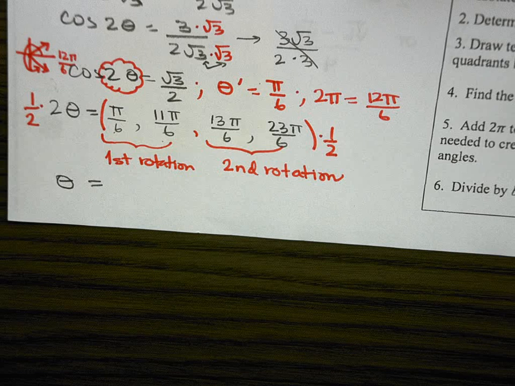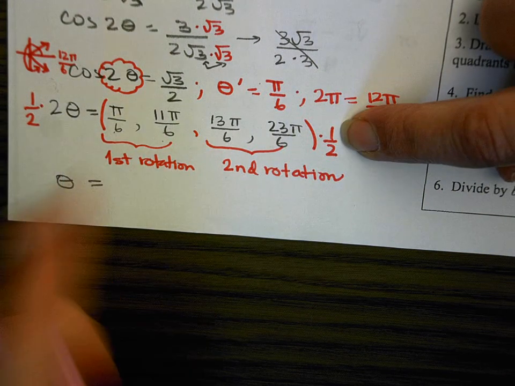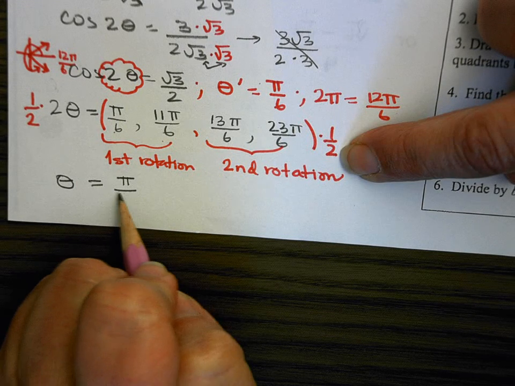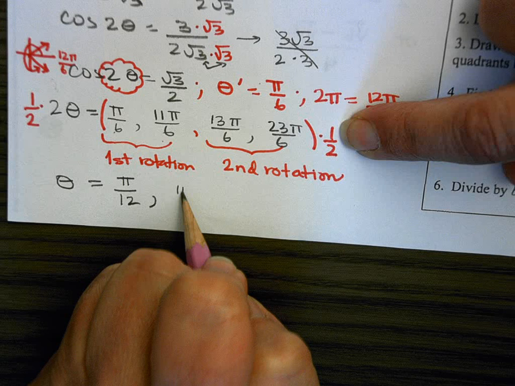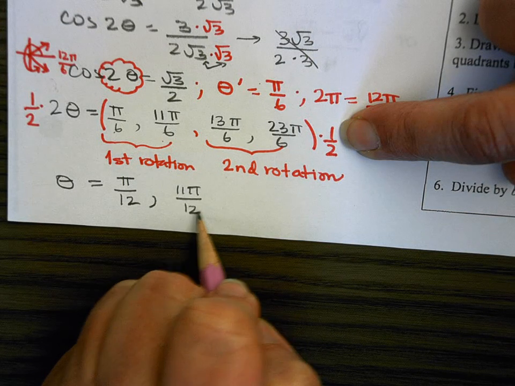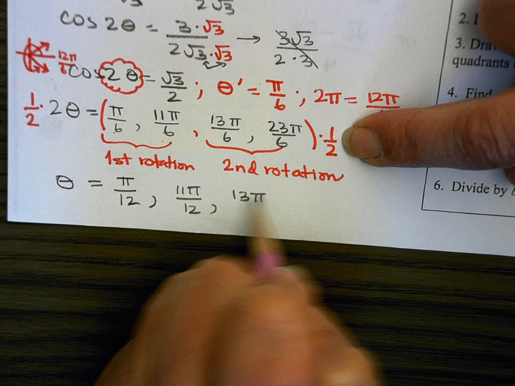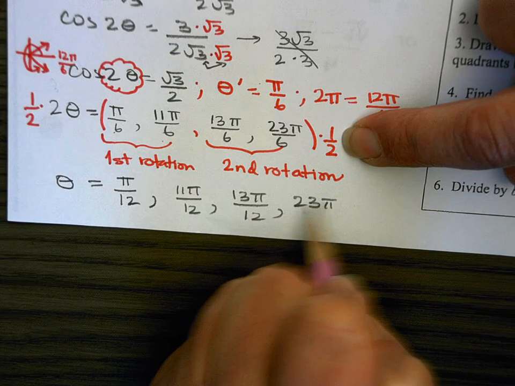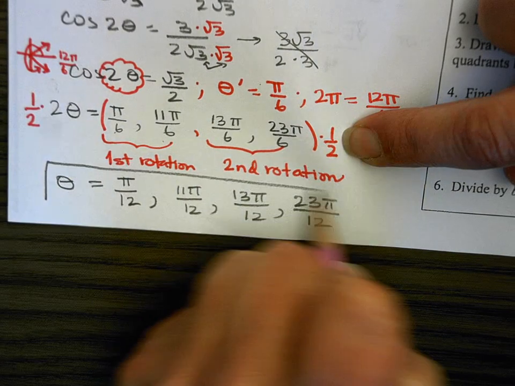So then I'm just going to multiply everything by 1/2. So this will be pi times 1 over 6 times 2. 11 pi times 1/2, so that would be 11 pi over 12. 13 pi over 6 times 1/2. And then finally 23 pi over 6 times 1/2. So that would be my final answers.